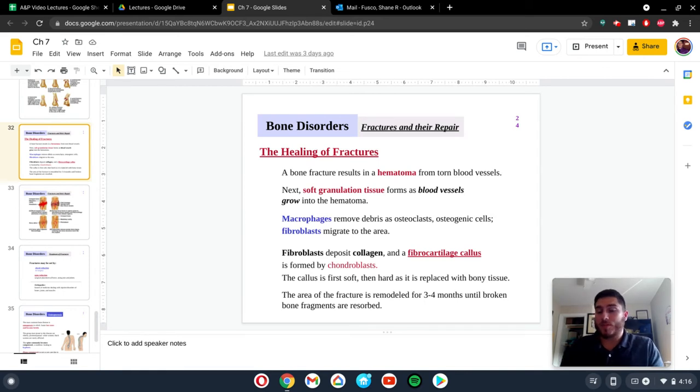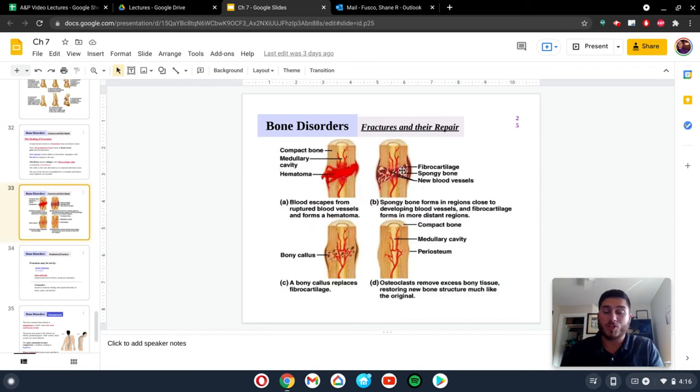Not only that, but there's going to be active osteoclasts within the area because the osteoclasts are going to break down that dead bone, that broken bone, so that way we can clean it out. Not only that, the fibroblasts are going to migrate to the area. They're going to join in and start to form new collagen and new bridges between the bone, just like we talked about.